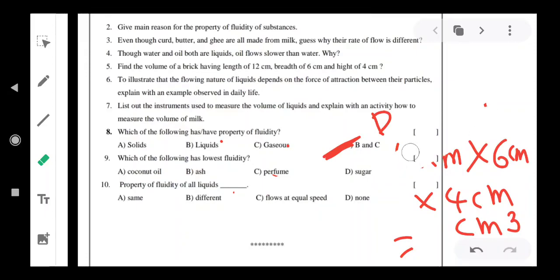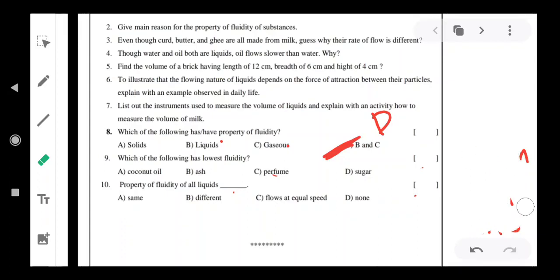Okay. So next one. Which of the following has lowest fluidity? See here, what are the options given? Coconut oil, ash, perfume, sugar. So sugar is solid, so this will have the lowest fluidity. So answer will be D.